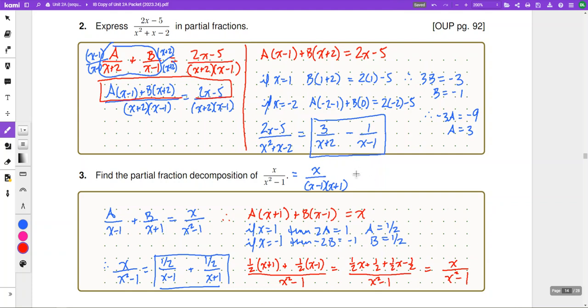Okay. Notice some people might write this instead as 1 over 2 times x minus 1 plus 1 over 2 times x plus 1. Doesn't matter your approach, but we need to be consistent and make sure that we are able to work through these partial fractions.